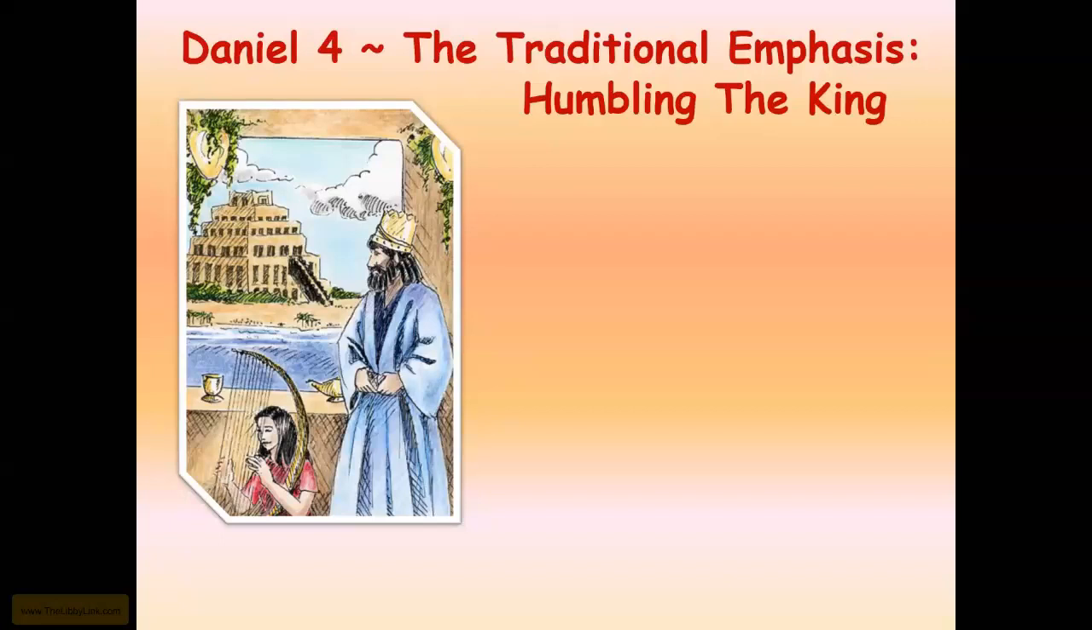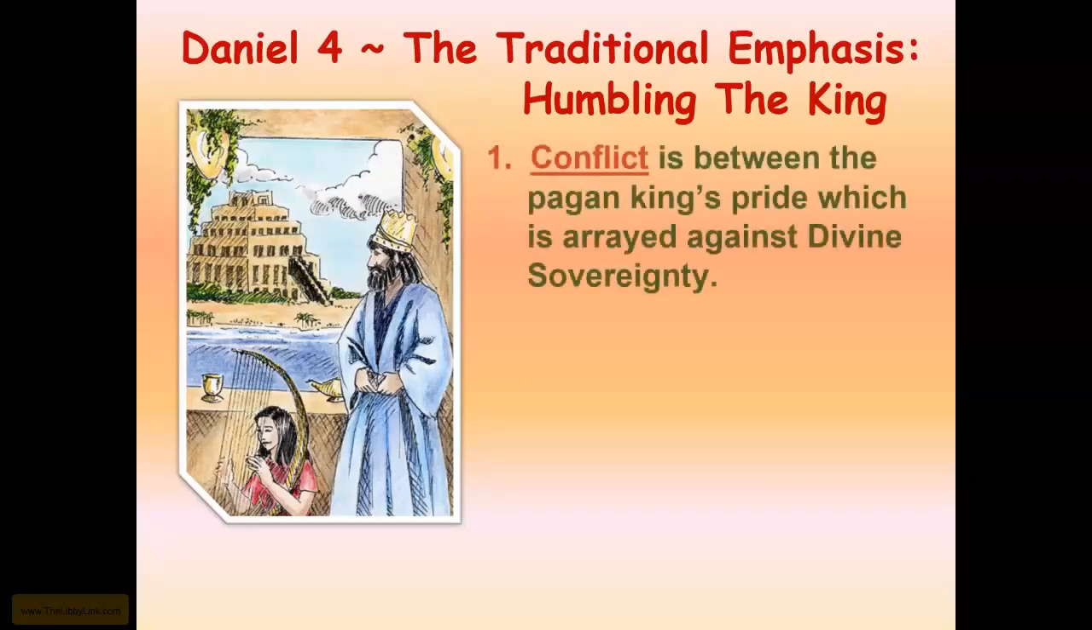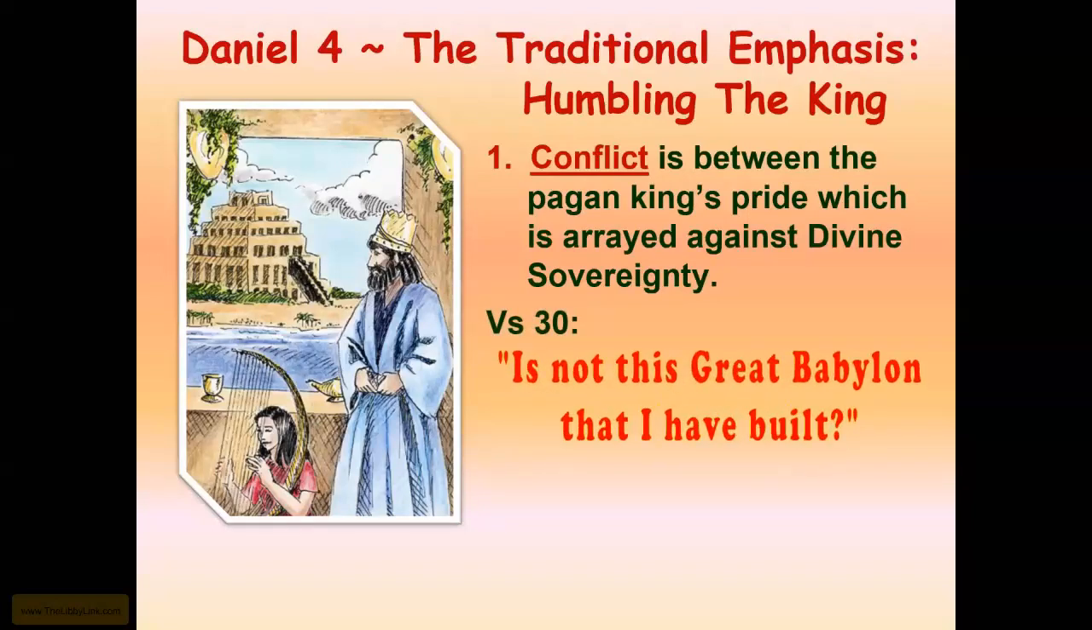But let's look first at the traditional conflict and resolution in this chapter. Yes, indeed, the conflict in this vision chapter is between the pagan king's pride, which was definitely arrayed against Yahweh. He had forgotten just who had given him this large dominion to begin with. Verse 30 records the king's words, "Is not this great Babylon that I have built?"